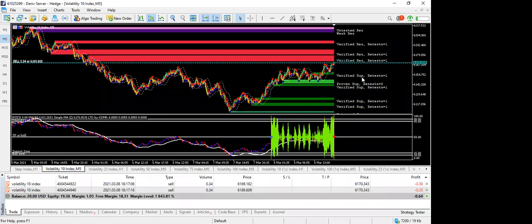Here is verified support. This is just the first retest. We should remember that most times you see a first retest, a second retest, and then maybe the third retest is where it can break out. So this is just the first retest, as we can see. We'll now watch and see how it moves.